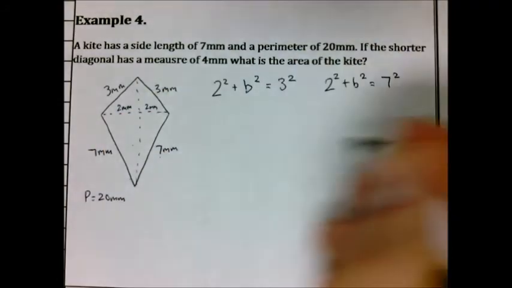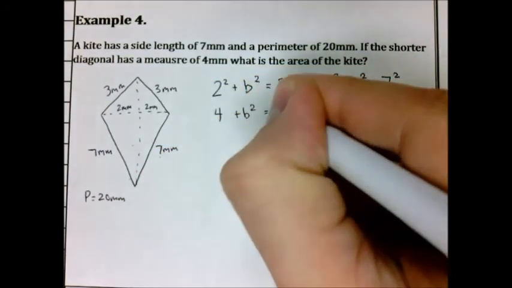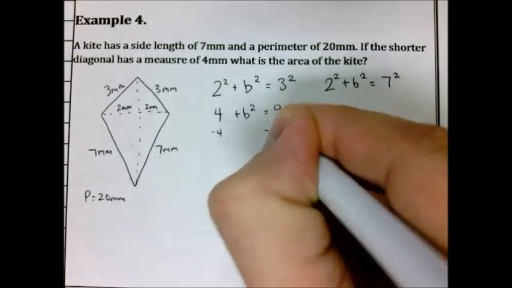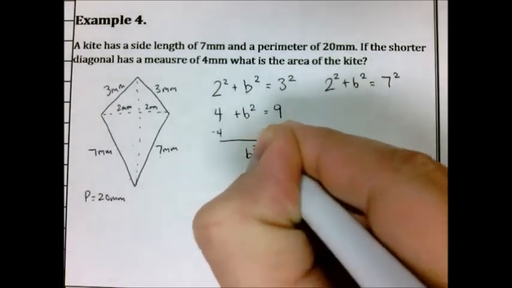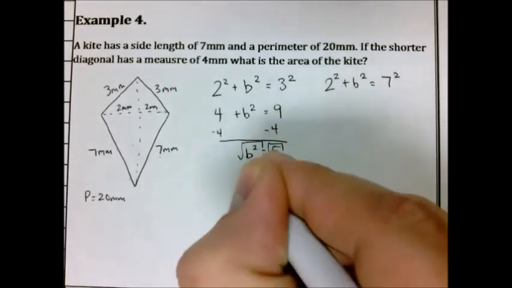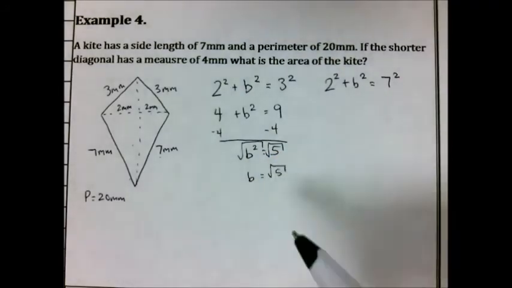Okay, so now all we have to do is solve. 2 squared is 4 plus b squared is equal to 9. Subtract 4 from both sides, and we end up getting b squared is equal to 5. We can take the square root. We get b is equal to the square root of 5. Okay, I'm just going to keep it in radical form for now.